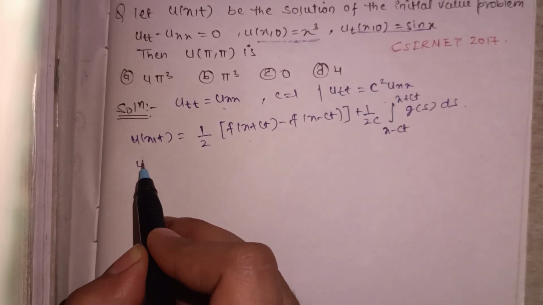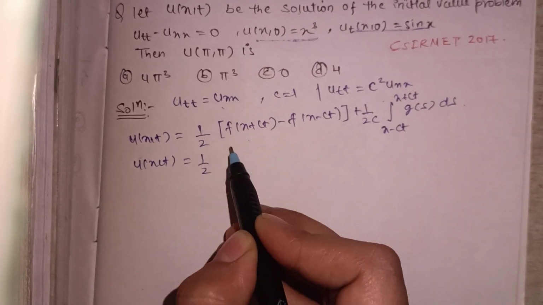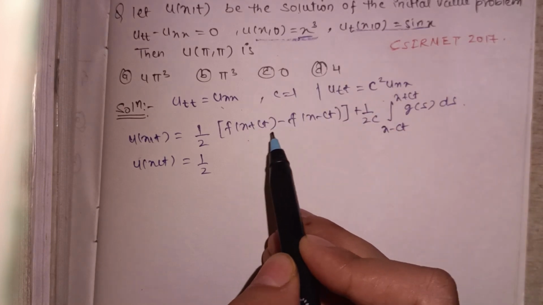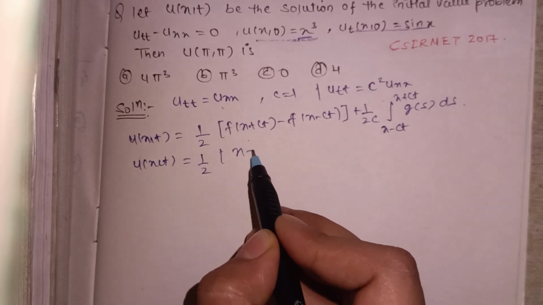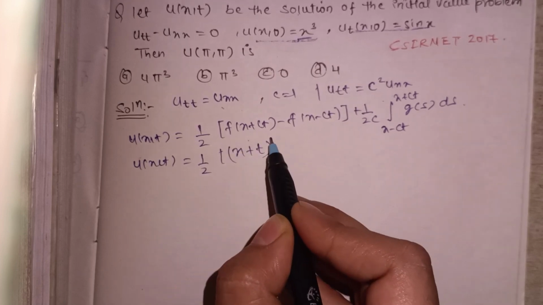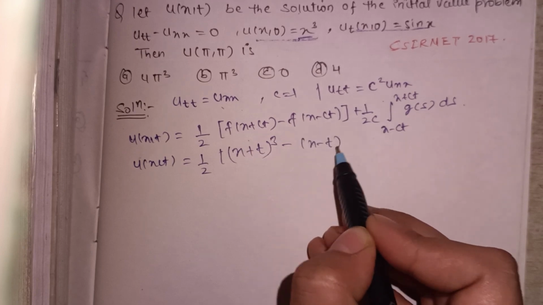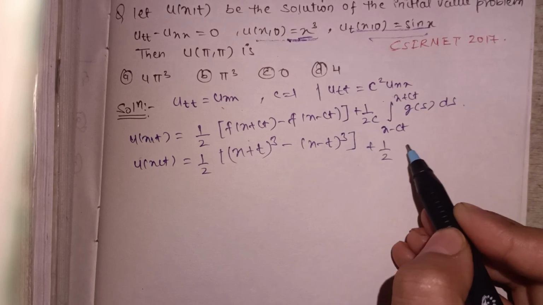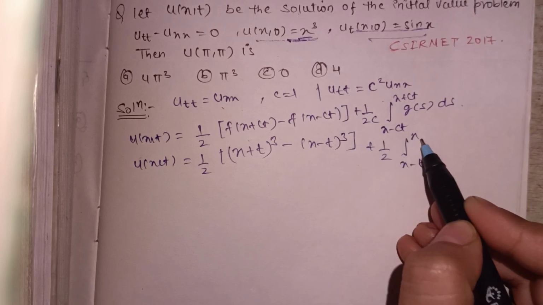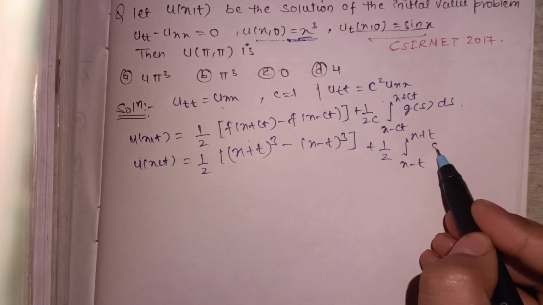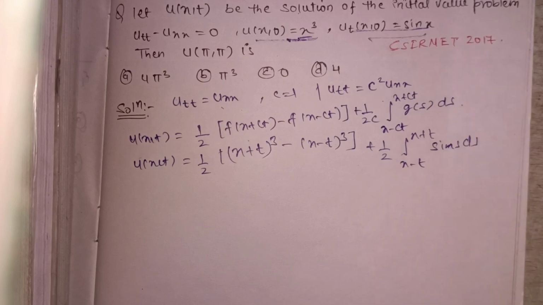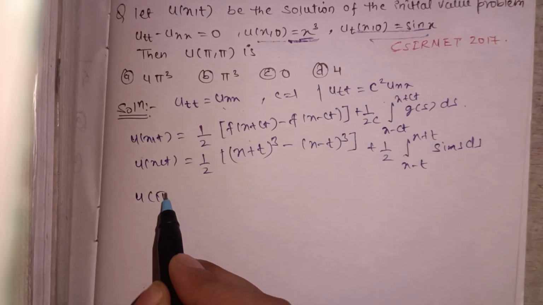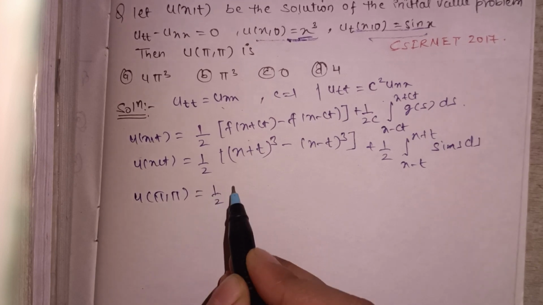So if we put, u(x,t) is equals to 1 upon 2 times f(x) is this, so here c is equals to 1, so (x plus t) cube plus (x minus t) cube. This is f(x), this is g(x), plus 1 upon 2 integral from x minus t to x plus t of sine s ds. But we have to find the value at pi. So we can put here u(pi, pi) is equals to 1 upon 2.